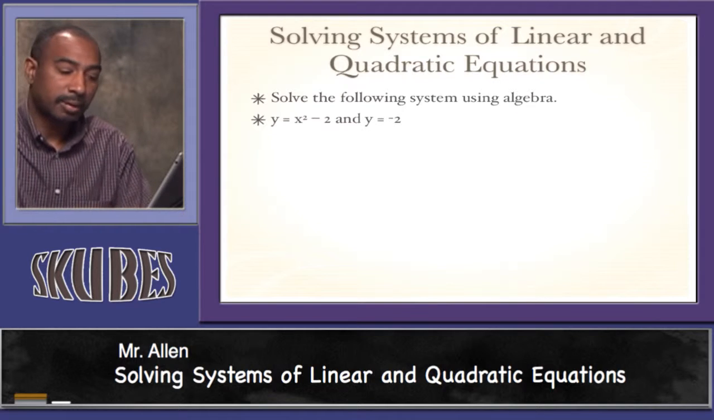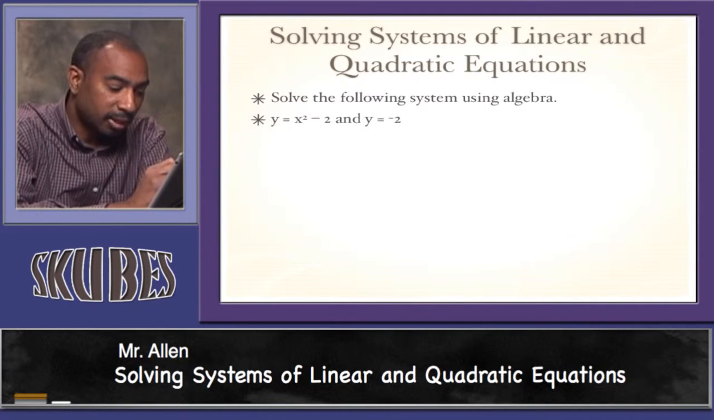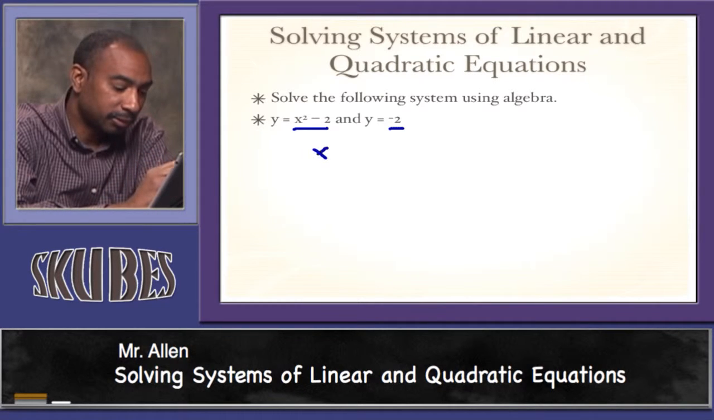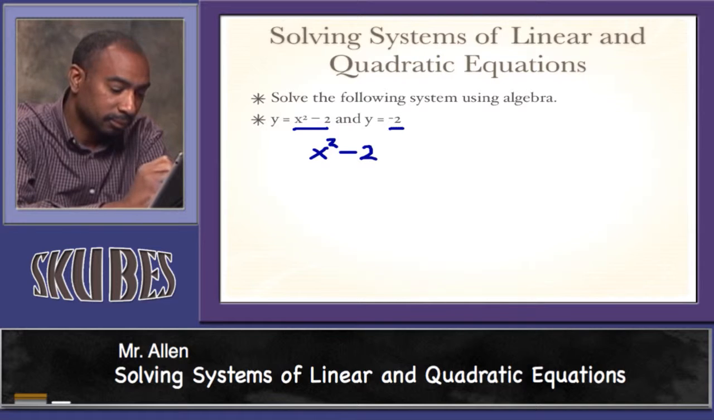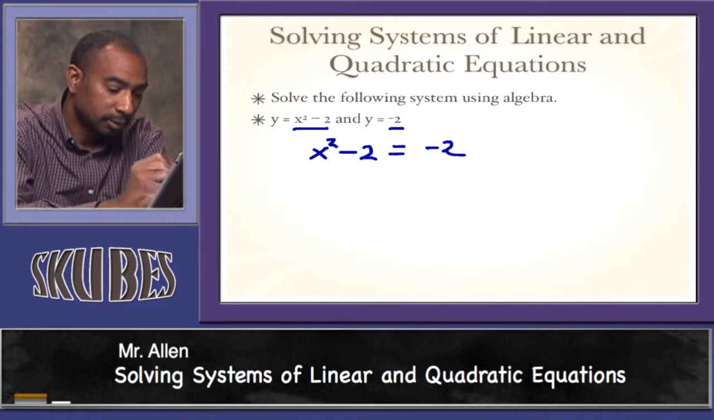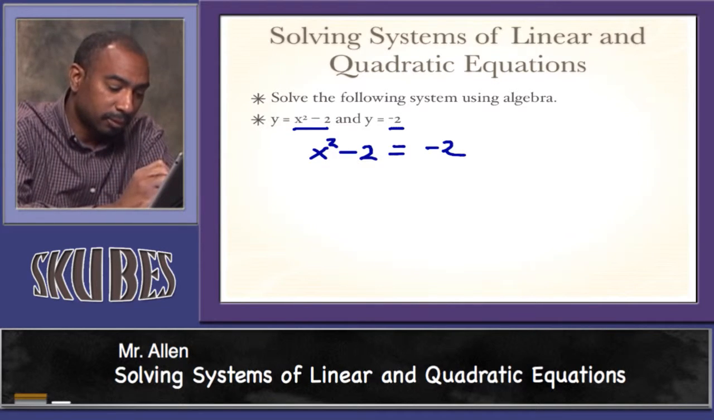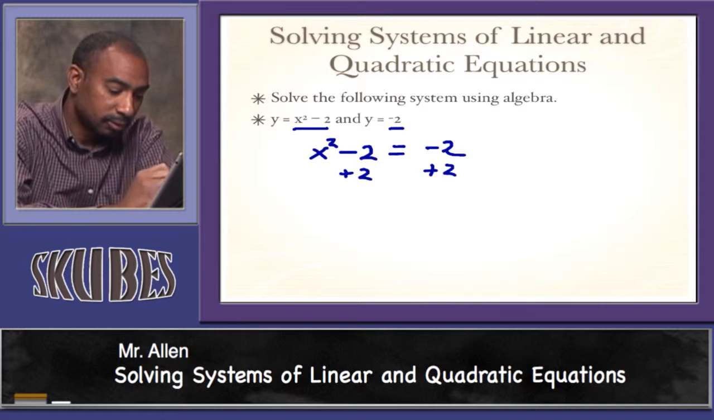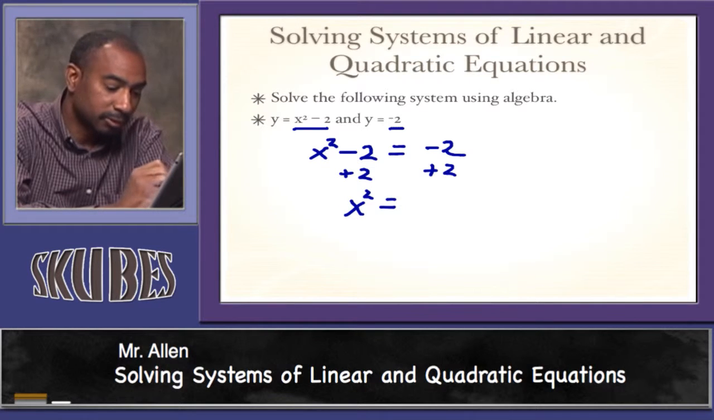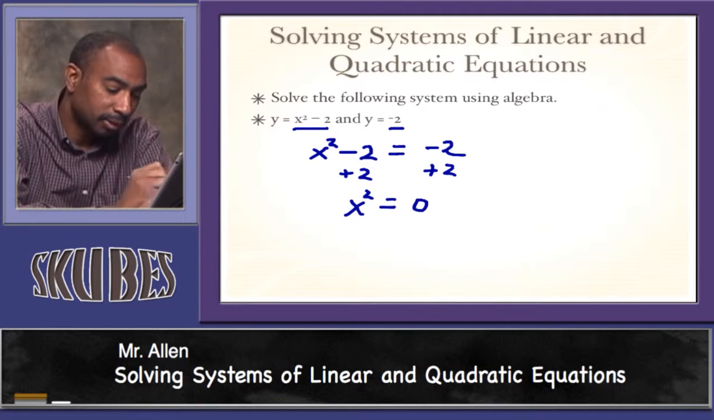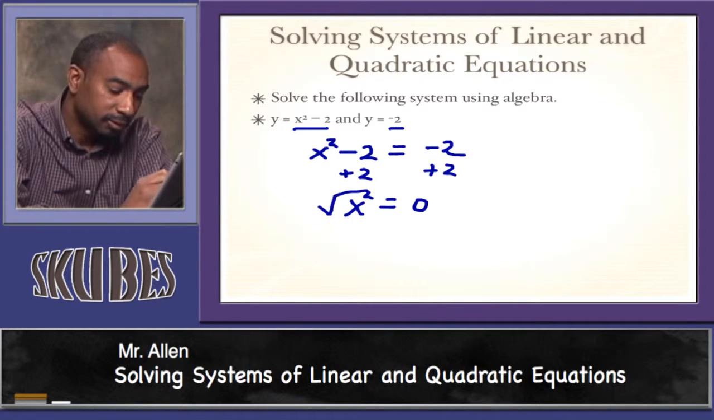But let's say you didn't have the graph. How would you do it algebraically? Well, it says y equals x squared minus 2 and y equals negative 2. And what you can do is, since y is the same number, you're going to set both expressions equal to each other. And solve for x. So I'm going to isolate x squared, so I can add 2 to both sides. So I'm left with x squared equals, well, negative 2 plus 2 are opposites, that's going to be 0. And we know the square root of 0 is 0. So x has to be 0.